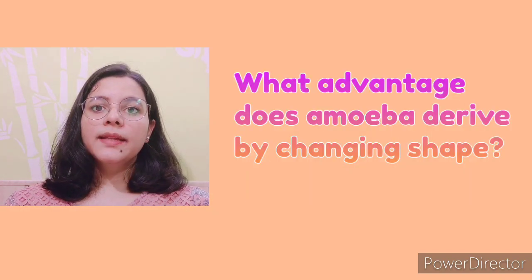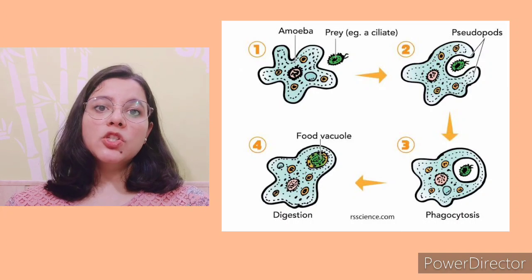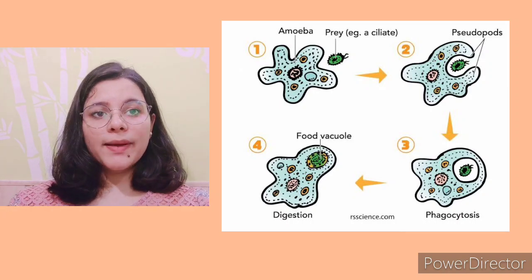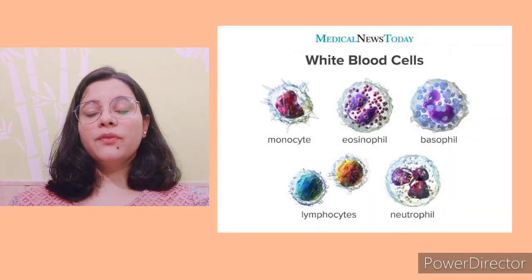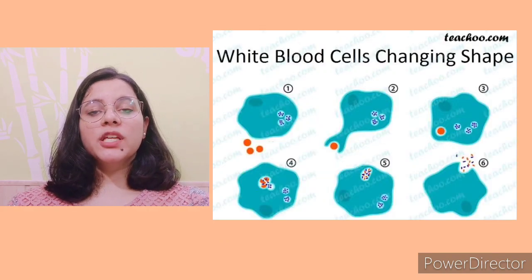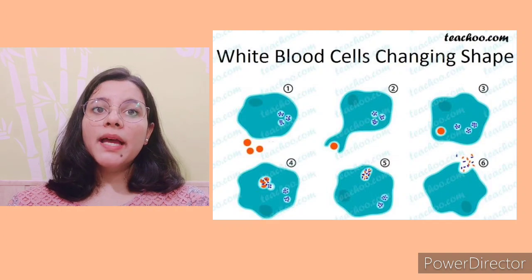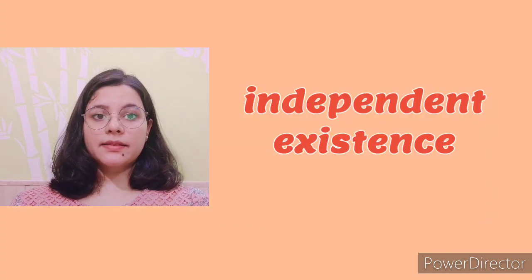Now, what advantage does amoeba derive by changing its shape? The change in shape is due to the formation of pseudopodia, which facilitates movement and helps in capturing food. Another example of a single cell is WBC, the white blood cell, which can change its shape. But while WBC is a cell, amoeba is a full-fledged organism capable of independent existence.